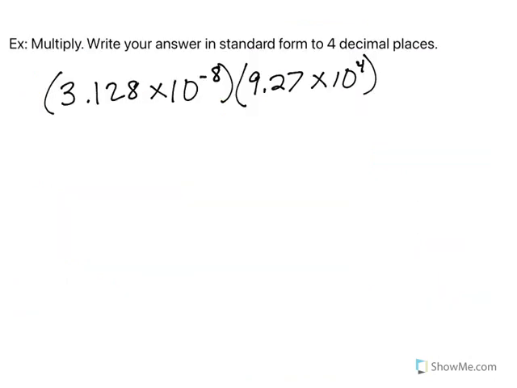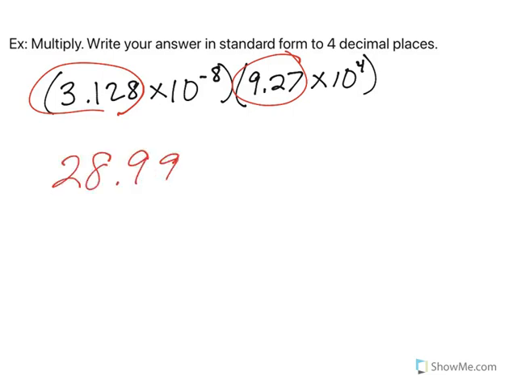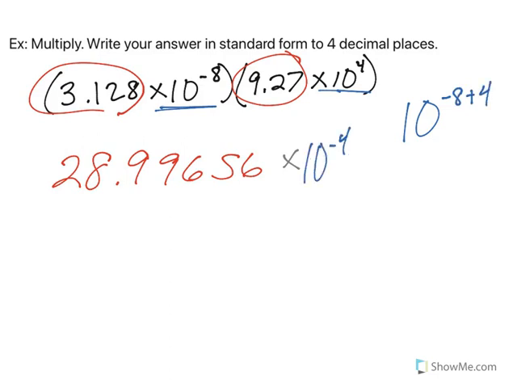Last one. We're going to write our answer in standard form to 4 decimal places. We're multiplying. So we start with the non-exponential numbers. 3.128 times 9.27 gives me 28.99656. Then we go to our exponentials. Base stays the same. I'm multiplying, so I add the exponents. So negative 8 plus 4 gives me negative 4.